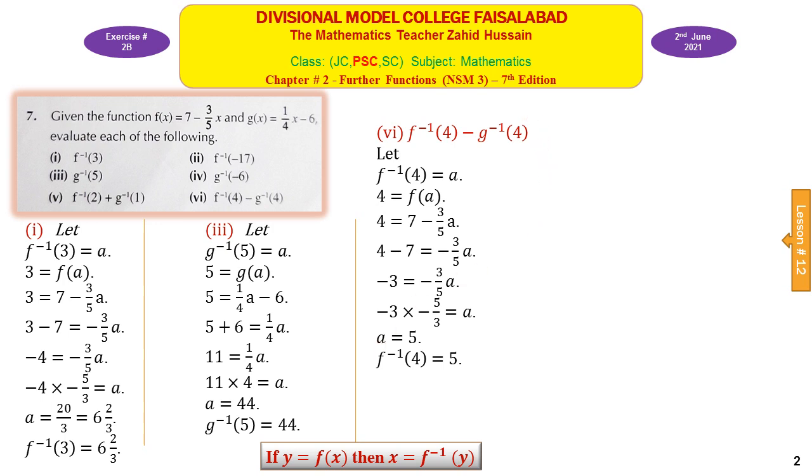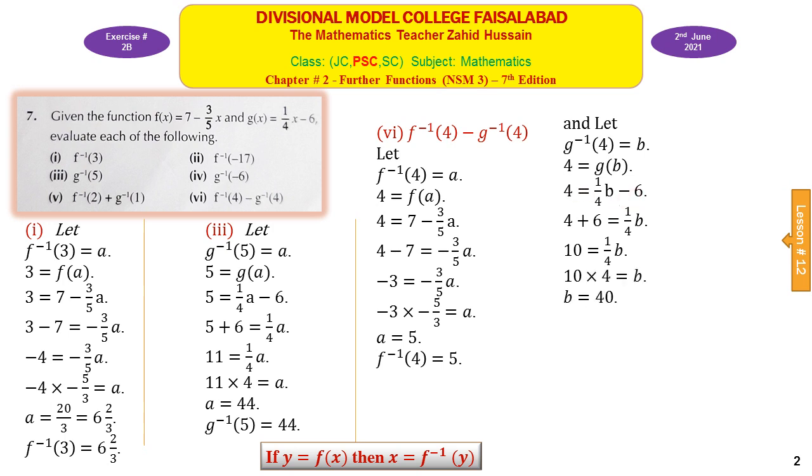Similarly, find the value of g inverse 4. We suppose that g inverse 4 is another value which is b. Using the definition of function and inverse function, 4 is equal to g of b. Replacing x by b in g function, we get an equation 4 is equal to 1 over 4 b minus 6. Solving this equation, we get 10 is equal to 1 over 4 b, and b is equal to 40.